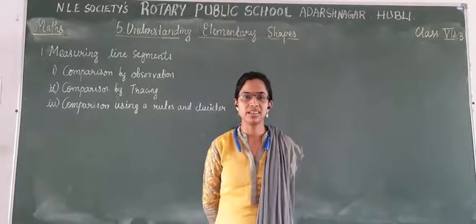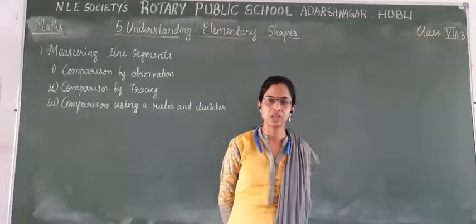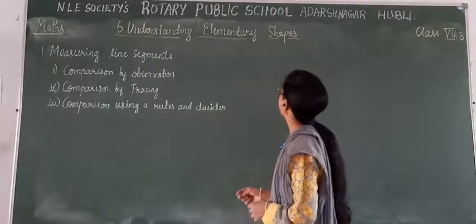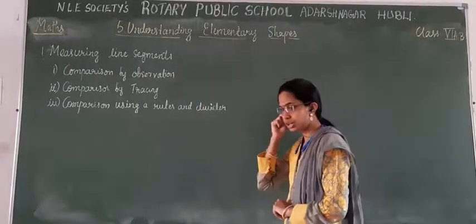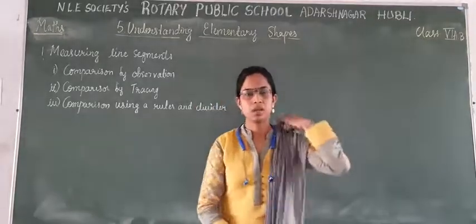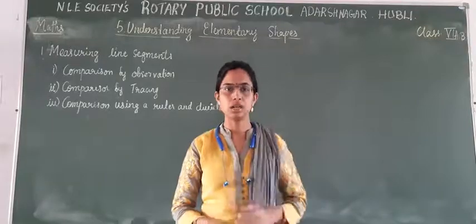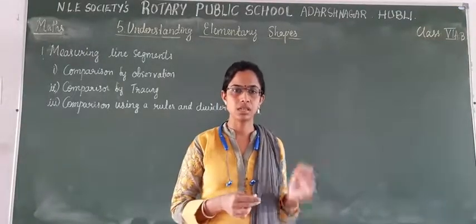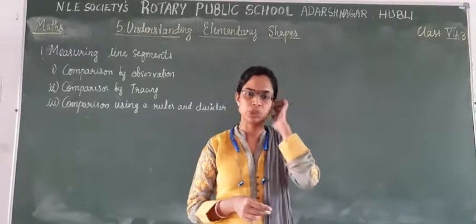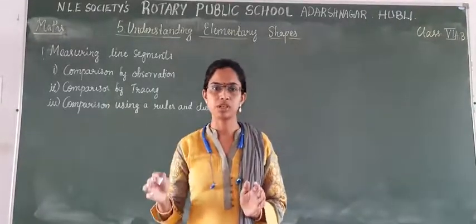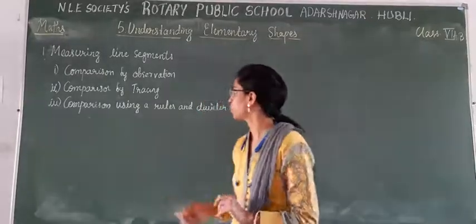Very good morning, children. Today let us start the new lesson number 5, understanding elementary shapes. So, what are elementary shapes? Basic shapes like a point, line segment. Everything you learned in lesson number 4, basic geometrical ideas. Today is a continued part we are going to learn in lesson number 5.